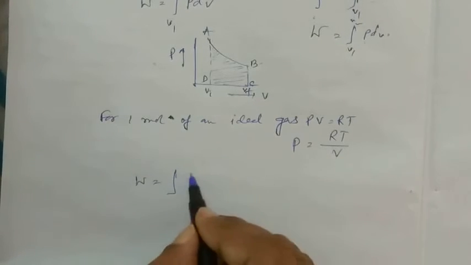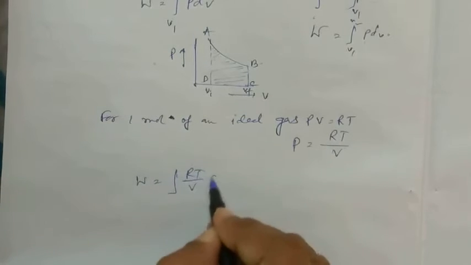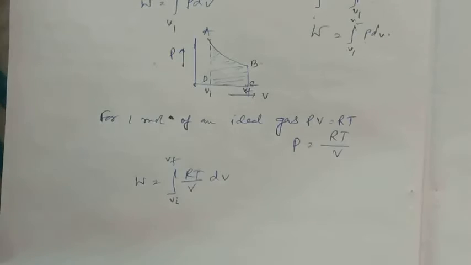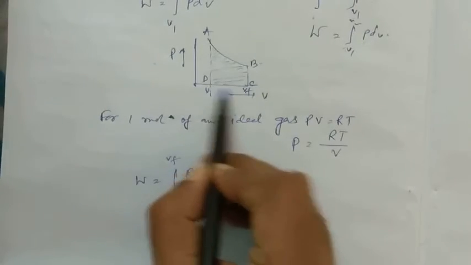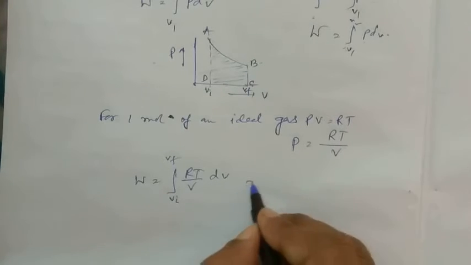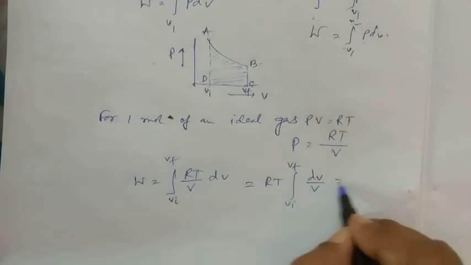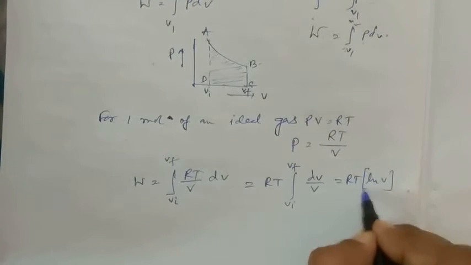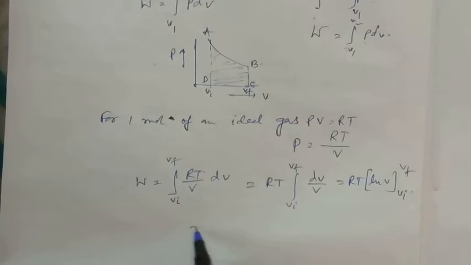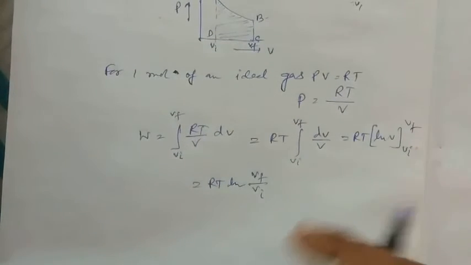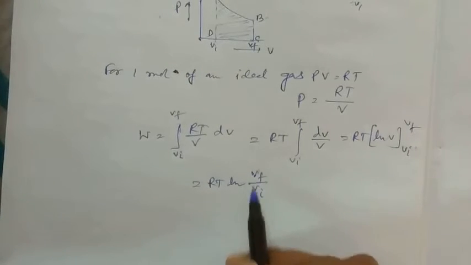It was W is equal to, now instead of P we are going to write RT by V dV from Vi to Vf, or from V1 to V2, that means initial was V1 and final was V2. Now RT as common we take it out, integral of dV by V from Vi to Vf, again RT ln of V from Vi to Vf, that means RT ln of Vf by Vi. I have jumped one step, it is ln of Vf minus ln of Vi, that means log of Vf by Vi.